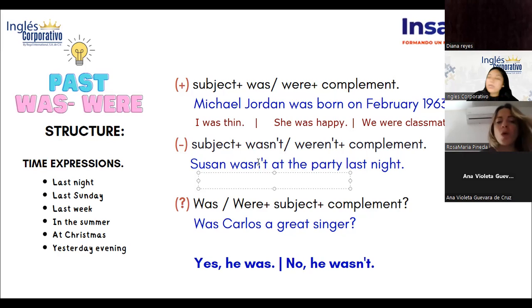Susan no estaba en la fiesta ayer en la noche. Last night, la noche pasada, o sea, ayer en la noche. Yes? So now, si usted ve, en este caso, tenemos time expressions. Okay? We also have time expressions. The time expressions are the ones that help us to identify if we are talking about the present or the past or the future. Nos ayudan a identificar si estamos hablando del presente, pasado, futuro.